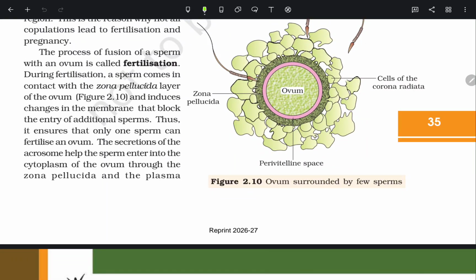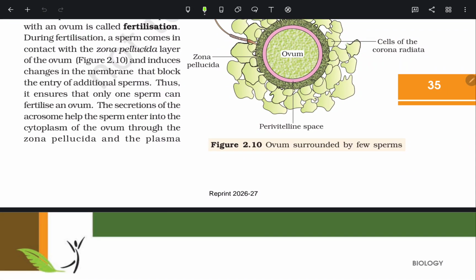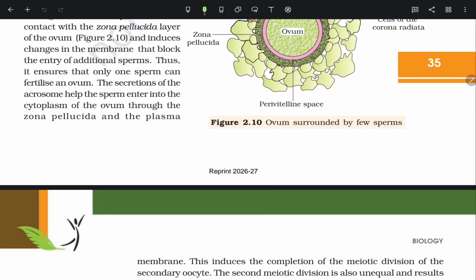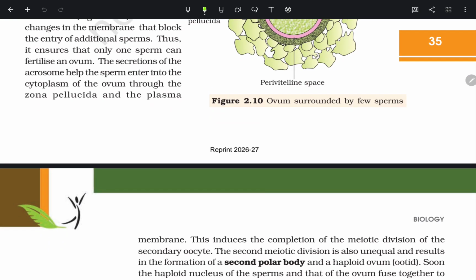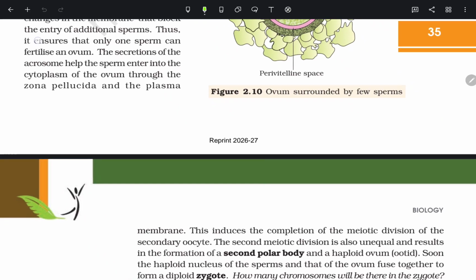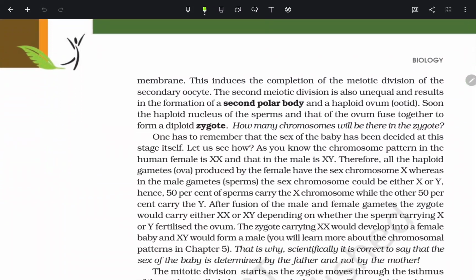The process of fusion of a sperm with an ovum is called fertilization. During fertilization, a sperm comes in contact with the zona pellucida layer of the ovum and induces changes in the membrane that block the entry of additional sperms. Thus, it ensures that only one sperm can fertilize an ovum. The secretions of the acrosome help the sperm enter into the cytoplasm of the ovum through the zona pellucida and the plasma membrane.